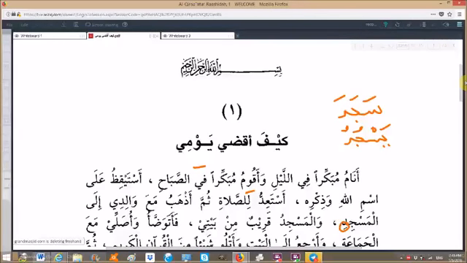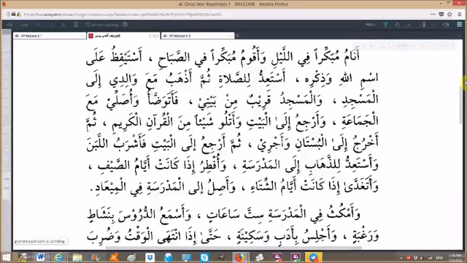So, give me a second while I scroll down here. ثم أذهب مع والدي إلى المسجد. When I go with my father to the masjid. Well, masjid, and the masjid min bayti.